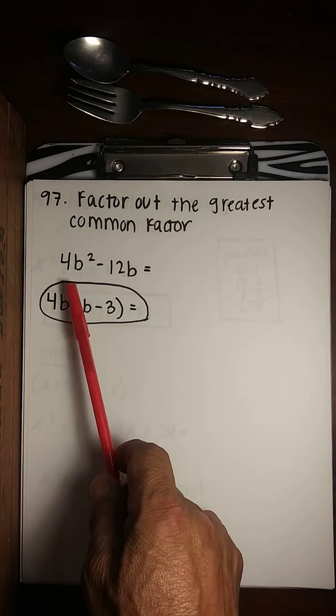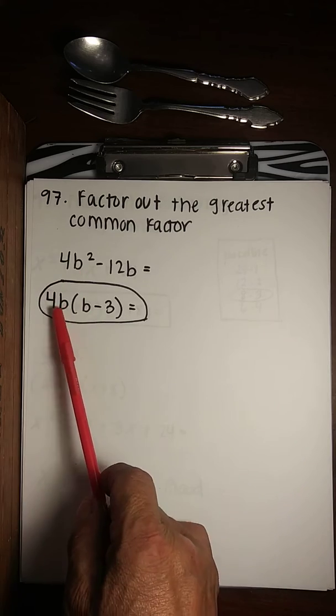Factor the greatest common factor. I take a 4b out. 4b times that is 4b squared. 4 times that is negative 12b.